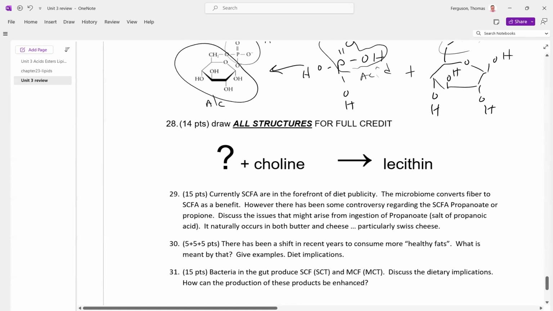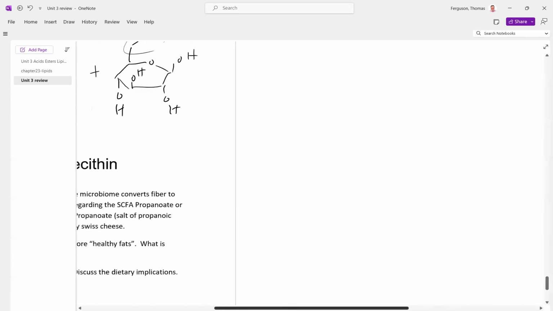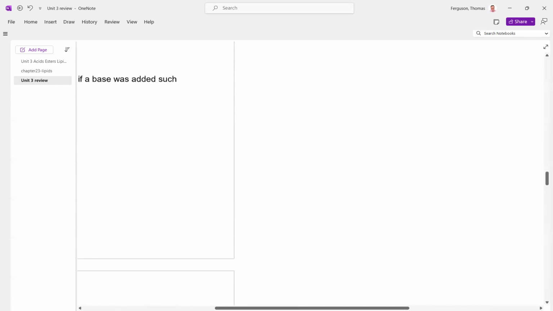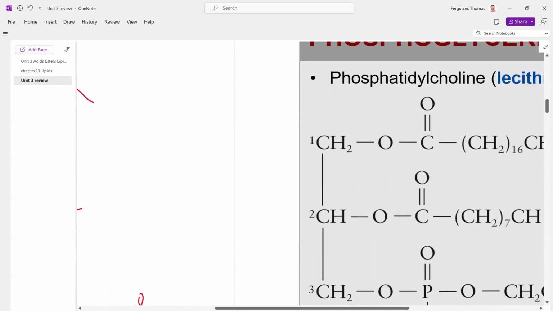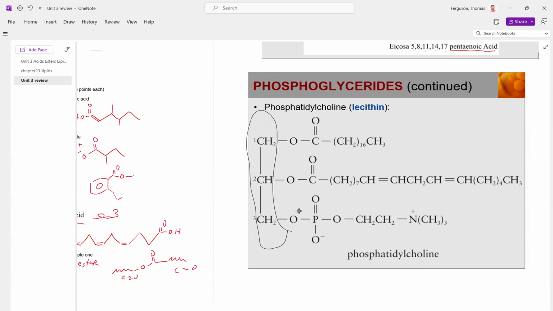Okay, so we have choline. What do we add to choline to get lecithin? Well, this is what lecithin looks like. Okay, so lecithin is built on a triglyceride. So that's the glycerol, that's functioning as the alcohol. This is stearic acid, and this is linoleic. But it can be any two fatty acids. It doesn't have to be those two.